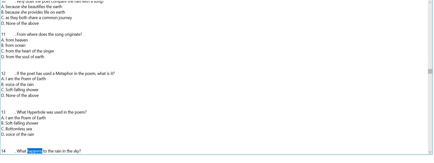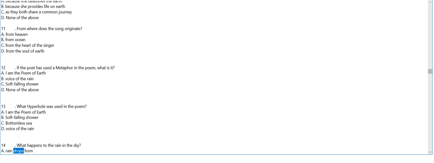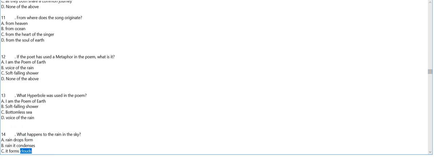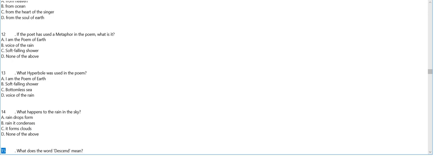14. What happens to the rain in the sky? A. Raindrops form. B. Rain it condenses. C. It forms clouds. D. None of the above.